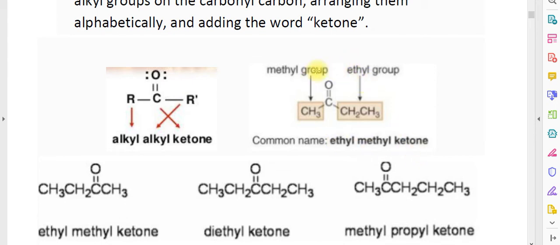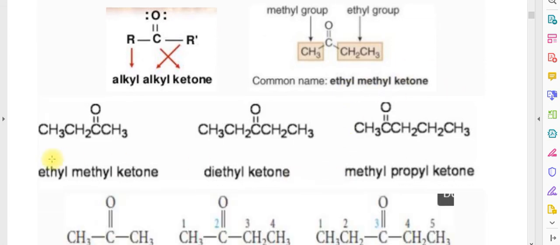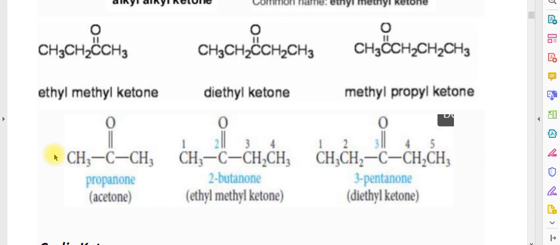So both alkyl groups are here, but by considering alphabetical order, the ethyl group will come first. After that, the methyl group. So this is ethyl methyl ketone. So I think it is very easy for you to find the names. Here it is 1, 2, 3 and 4. If it is numbered from here, that means 1, 2, 3, 4. So I think this is the preferred numbering.